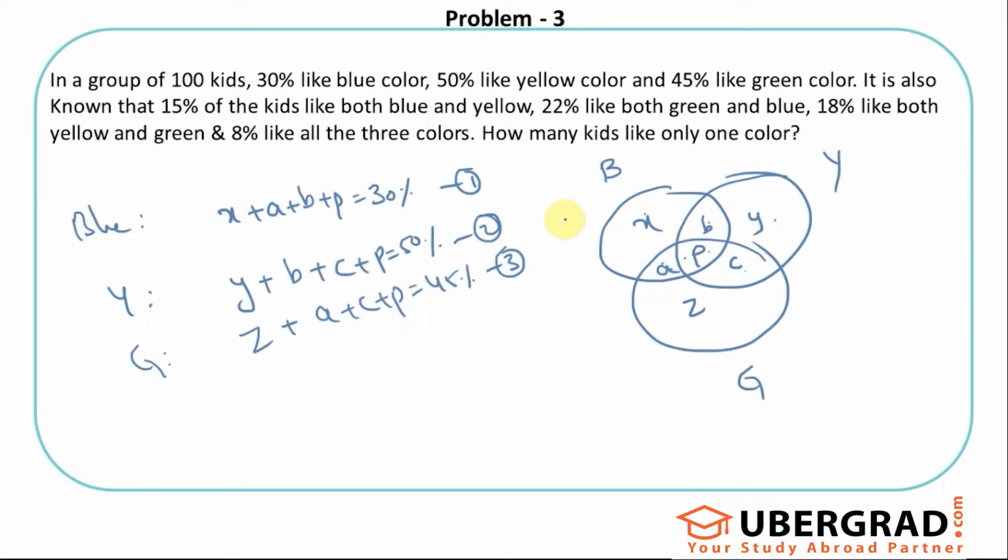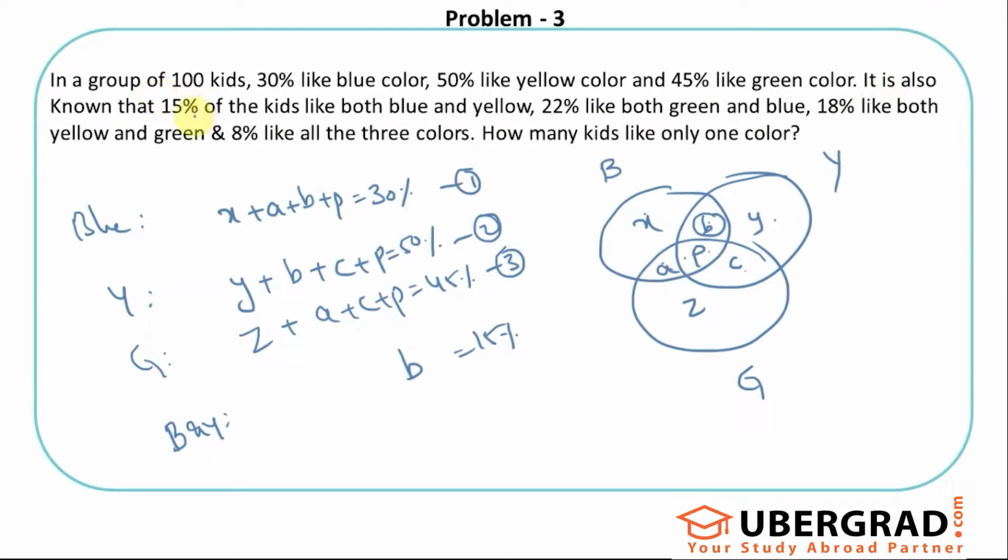Right. Then it is also known that 15% of the kids like both blue and yellow. So that's basically saying 15% of the kids like both blue and yellow. So let me take both blue and yellow is this part. So again, as I said, should I also count P? Ideally, you should, based on the way the sentence is.